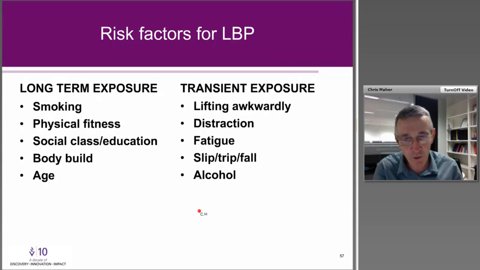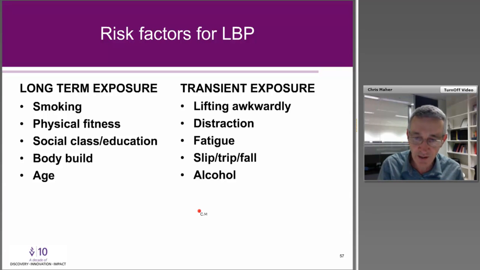So in terms of why we wanted to do this, I think there's lots of information about long-term exposure to risk factors, so things such as smoking, physical fitness, social class, body build and age, and whether those things increase your risk of low back pain. And that's all really interesting, but when you talk to patients, they often attribute their back pain to things which happened just before the back pain came on.